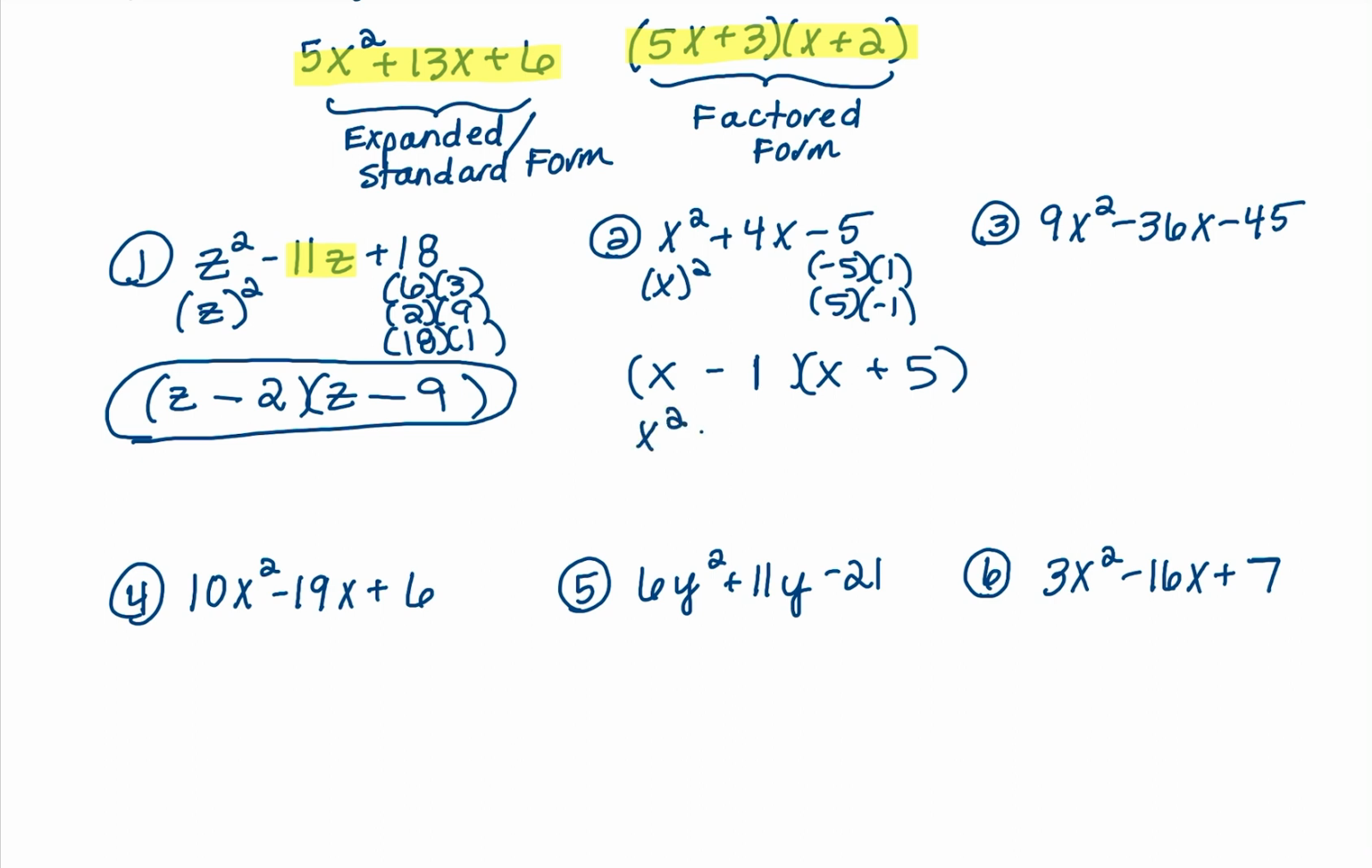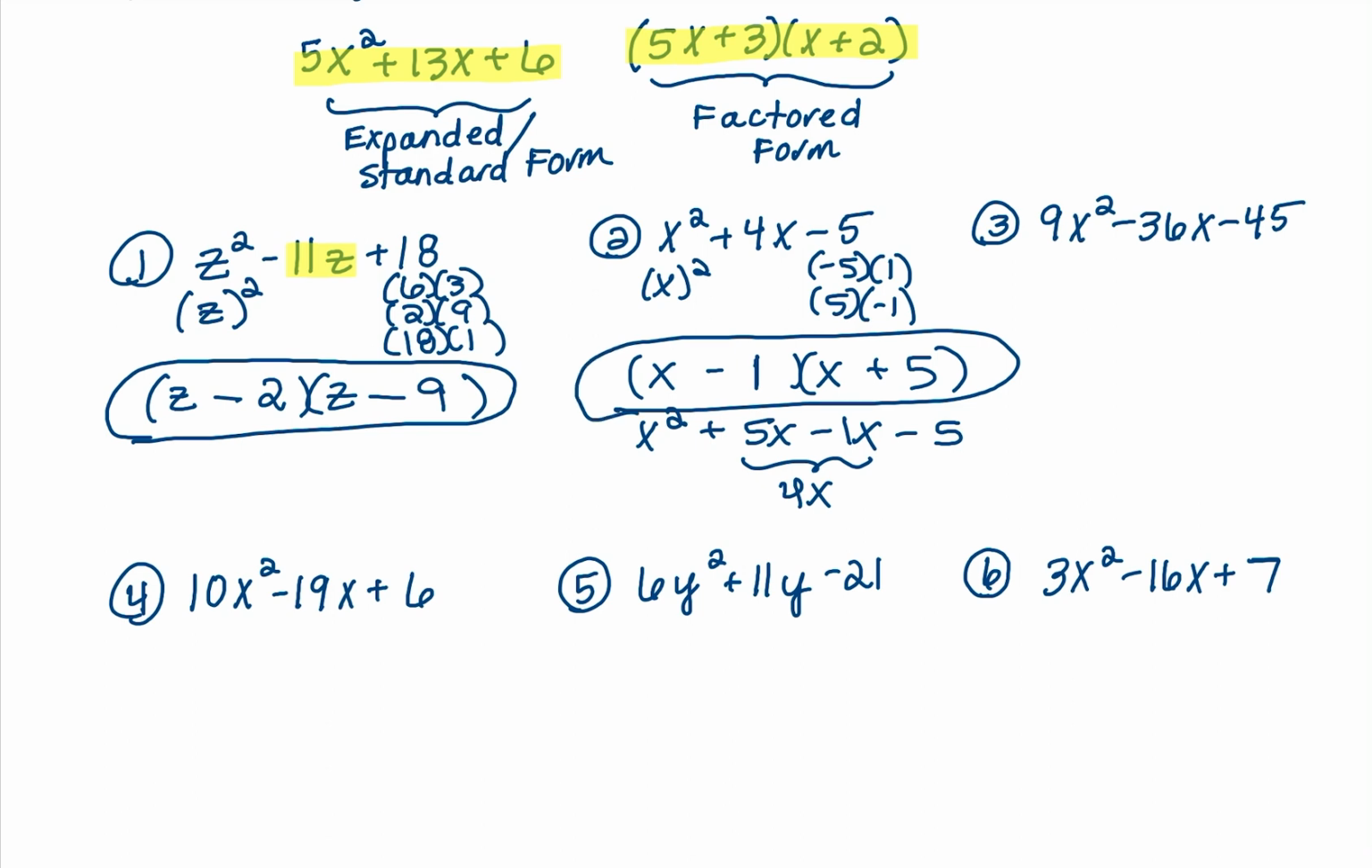My outside terms, I'm going to get a 5x. Inside, minus 1x. Last, minus 5. And there is that positive 4x. Okay, so now I am correctly factored. And like I said, you just have to be very careful thinking about all the numbers and how they need to fit together so that you have the correct factorization.